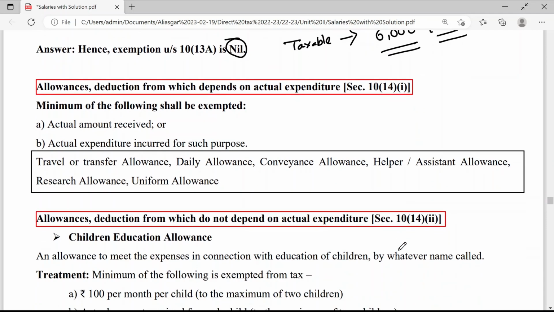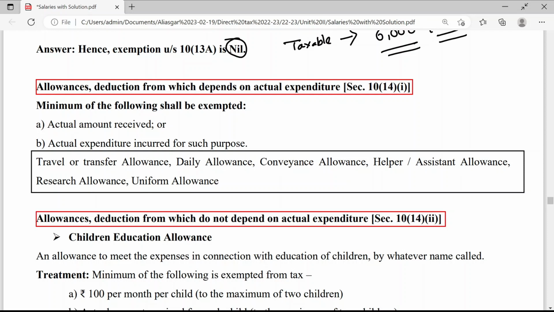Now we will discuss some more allowances. Allowance is a deduction which depends on actual expenditure, section 10(14)(i). Here the minimum of the following shall be exempted: the actual amount received or the actual expenditure incurred for such purpose. Now, like travel or transfer allowance, daily allowance, conveyance allowance. I already explained what conveyance allowance is at the starting of this video. Transfer or travel allowance means if a person is going outside for office work.